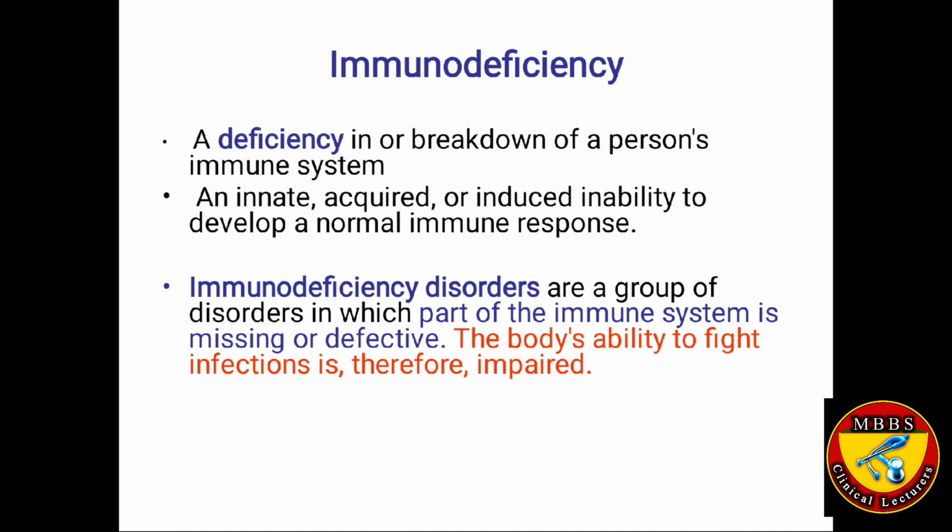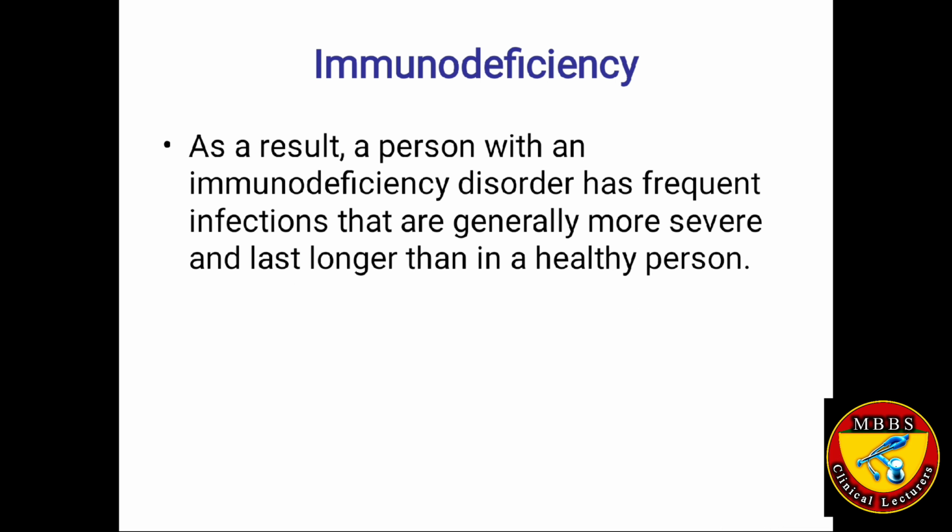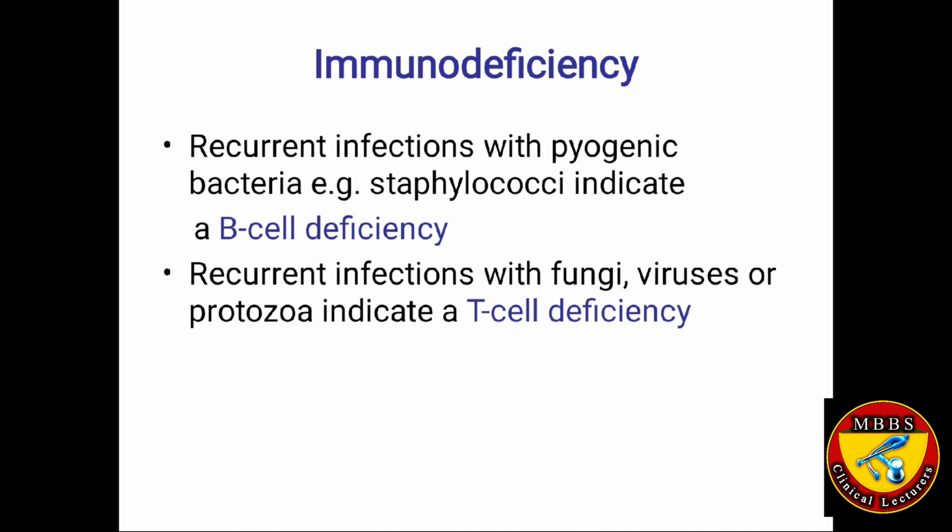So, immune deficiency is a deficiency in or breakdown of a person's immune system, an innate, acquired, or induced inability to develop a normal immune response. You can say it's a group of disorders in which part of the immune system is missing or defective, and the body is therefore unable to fight infections, viruses, and bacteria. As a result of this immune deficiency disorder, one gets more frequent infections.